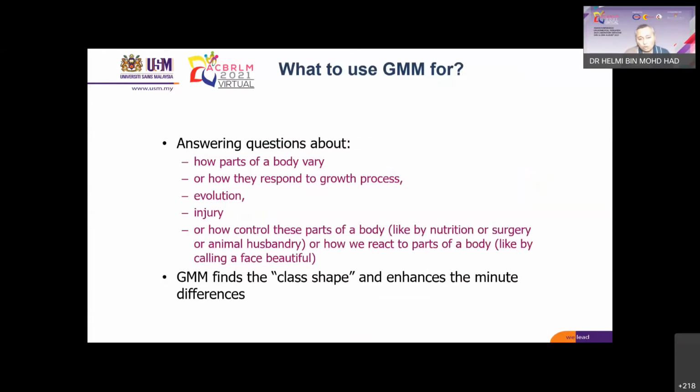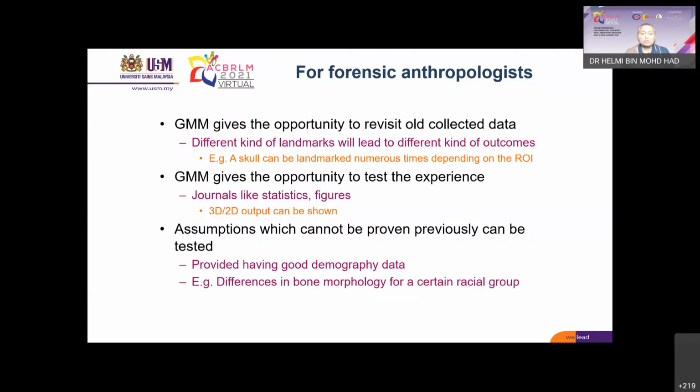So what can we use it for? We can use it to answer how parts of the body vary, how they respond to growth, evolution, injury, and how you control body parts. Race, sex, age, we can use geometric morphometrics. It finds the class shape and enhances the minute differences in the class shape. So it gives researchers the opportunity to visit old items or old data for new analysis.